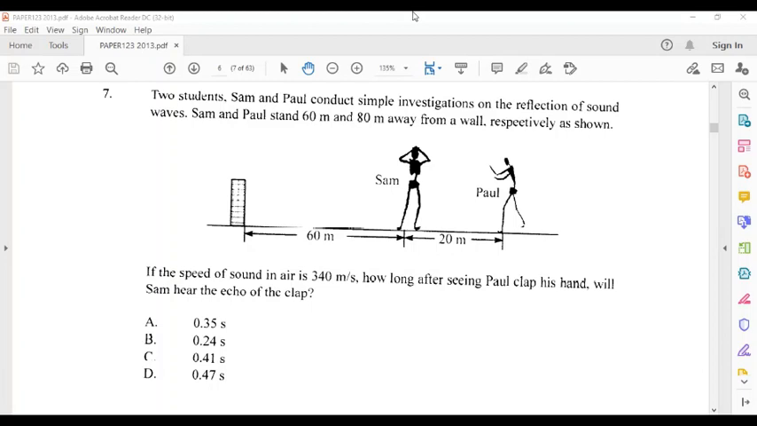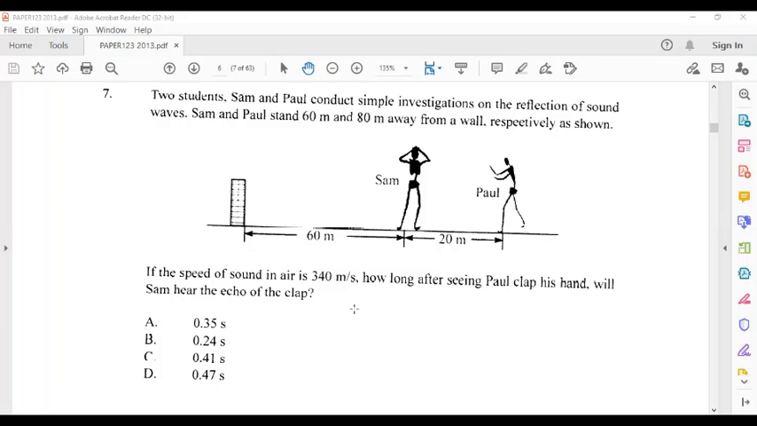Okay, so number 7. 2 students, Sam and Paul, conduct simple investigations on the reflection of sound waves. Sam and Paul stand 60 meters and 80 meters away from a wall, respectively, as shown. If the speed of sound in air is 340 meters per second, how long after seeing Paul clap his hand will Sam hear the echo of the clap?